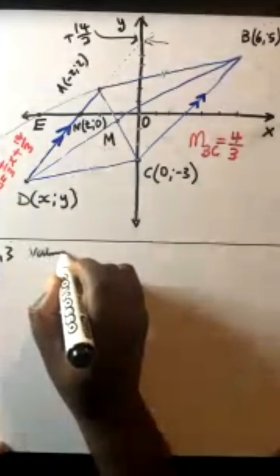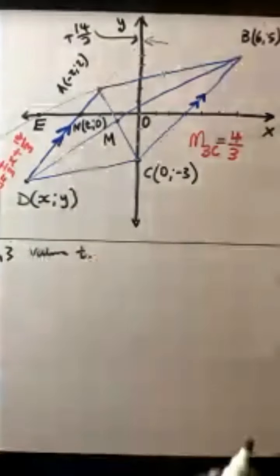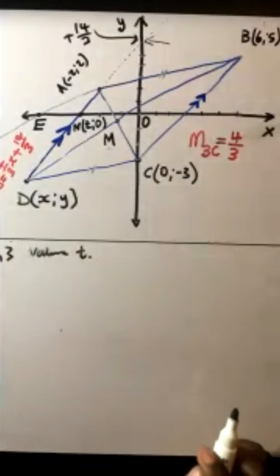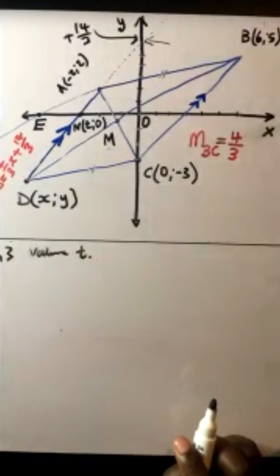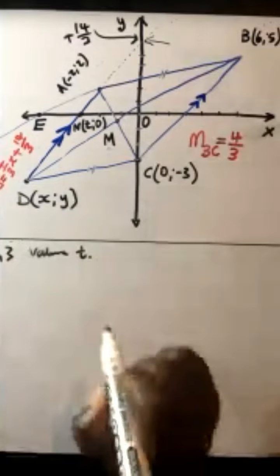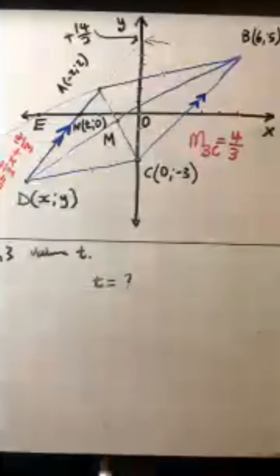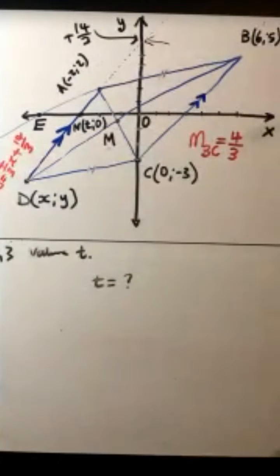They want you to determine the value of t, the t value. Guys, listen to how this question is structured. The value of t. They did not say the coordinates, but instead the value of t. So that means in the end, you should say t is equal to whatever you calculated.